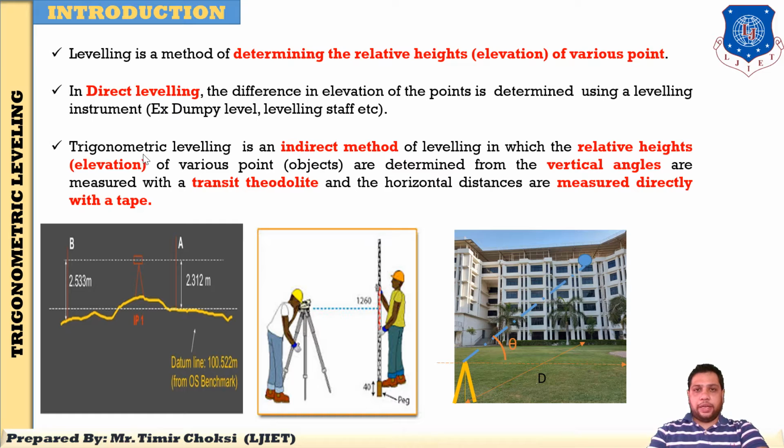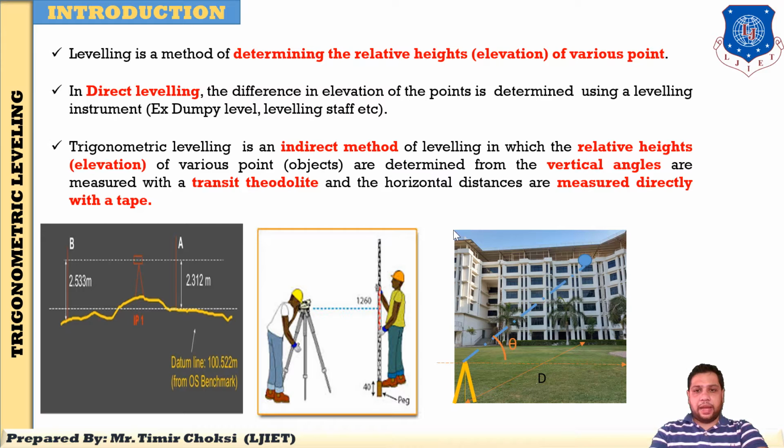I will now explain in detail what trigonometric leveling is. Students, please pay attention. Trigonometric leveling is an indirect method of leveling in which the relative heights, meaning the elevations of various points or objects, are determined from vertical angles measured with a transit theodolite, and the horizontal distances are measured directly with the tape. This is the definition.